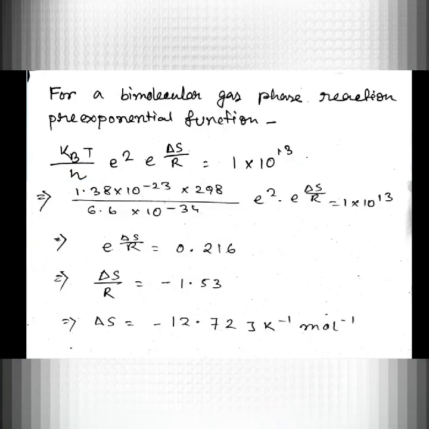Just putting in the values, kB is equal to 1.38 into 10 to the power minus 23, T is equal to 298, h is equal to 6.6 into 10 to the power minus 34, e squared into e to the power del S by R is equal to 1 into 10 to the power 13. Then by calculating you can get e to the power del S by R is equal to 0.216, or by taking ln on both sides you can get del S by R is equal to minus 1.53.